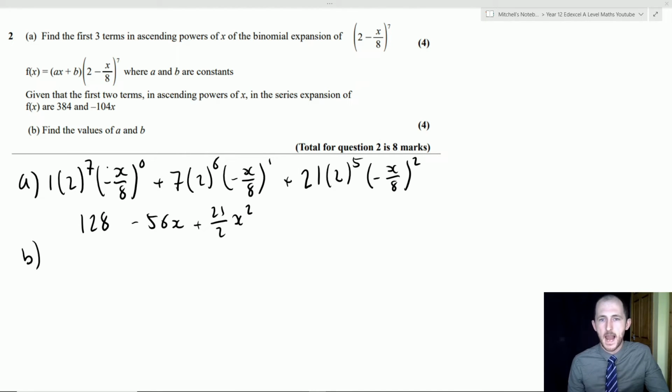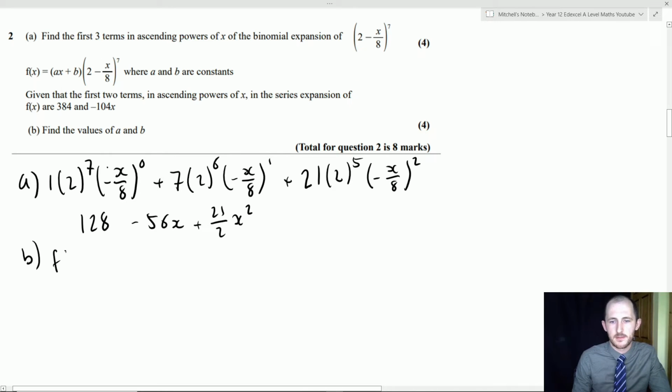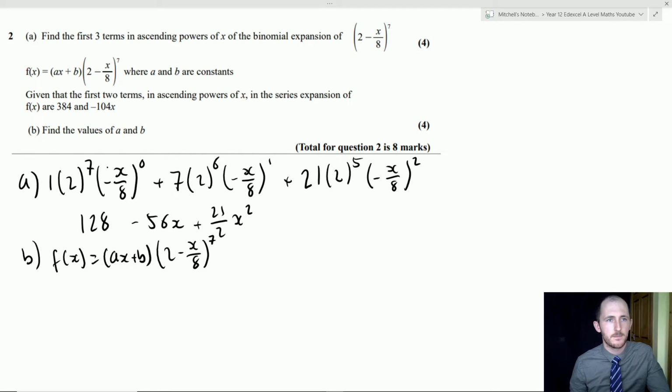So, let's have a look-see. They tell me that we have f of x equals... 7. Okay. Cool. And what they're asking us to do here is, given that the first two terms are 384 and minus 104x, find the values of a and b.